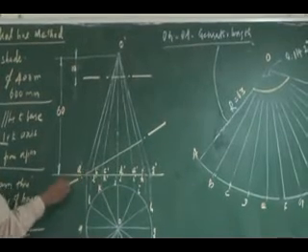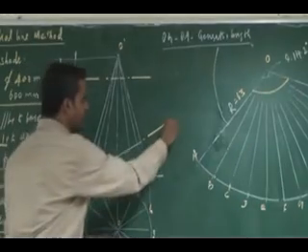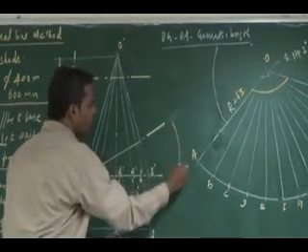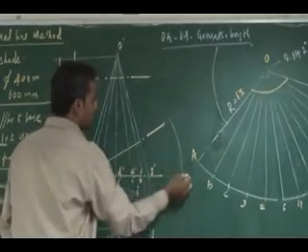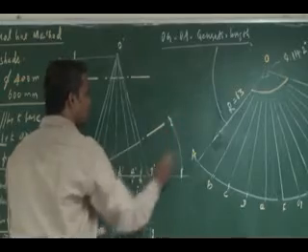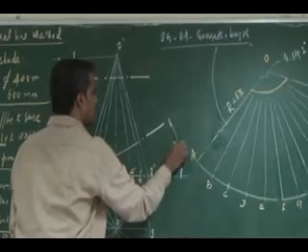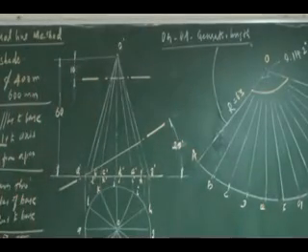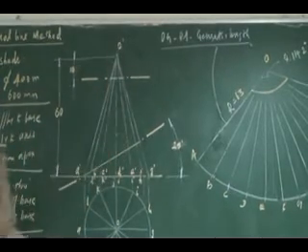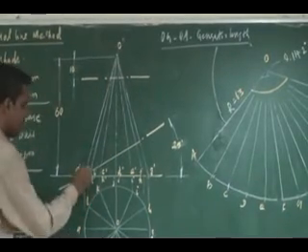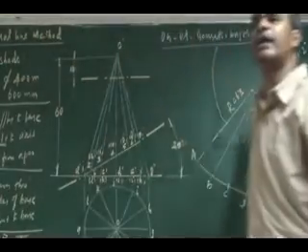Right. Now for this cutting plane, you represent the cutting point. So this is a 25-degree incline. For this cutting plane, you represent the cutting point. How many cutting points will I get for this? 12 cutting points. You have to mark them. These 12 cutting points you have to transfer into your development.